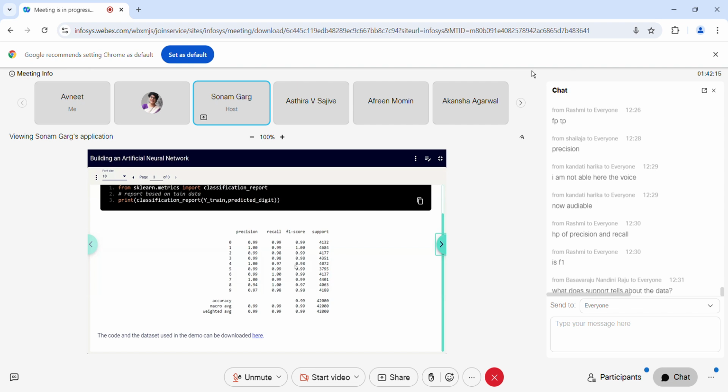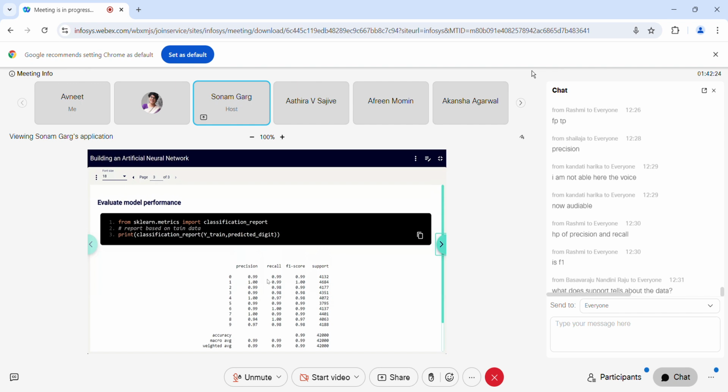You can see this is actually too high for any classification algorithm. If you try other algorithms, they might not be able to give you this accuracy. So that's why neural networks are preferred these days.